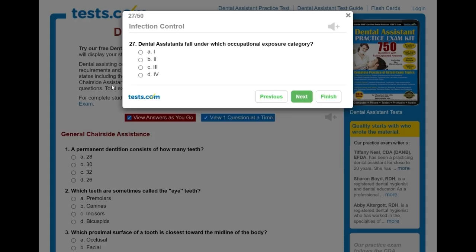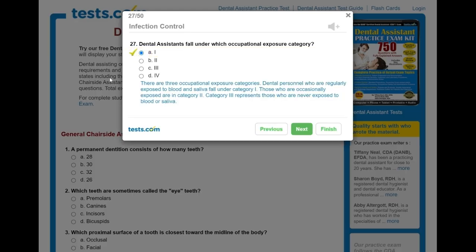Question 27. Dental assistants fall under which occupational exposure category? A. 1. B. 2. C. 3. D. 4. A. 1. There are 3 occupational exposure categories. Dental personnel who are regularly exposed to blood and saliva fall under Category 1. Those who are occasionally exposed are in Category 2. Category 3 represents those who are never exposed to blood or saliva.